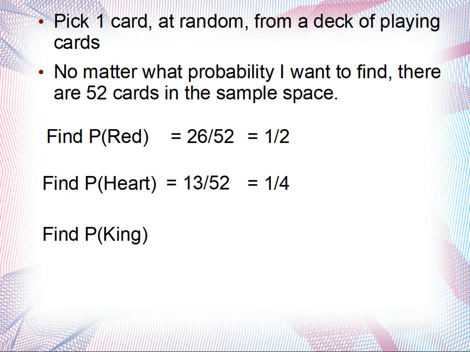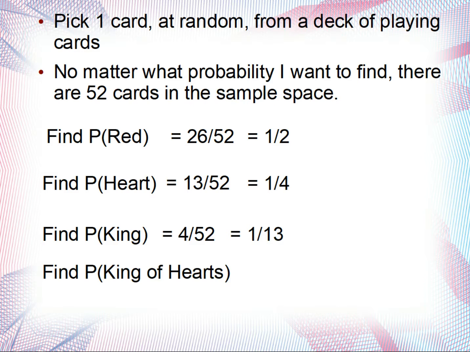The probability that I get a king: there are 4 kings in the deck, one for each suit. So the probability is 4 out of 52, or 1 out of 13. And the probability that I pick the king of hearts, there is only one of those, so the probability is 1 out of 52. Now, the nice thing about playing cards is that there are very, very nice patterns.